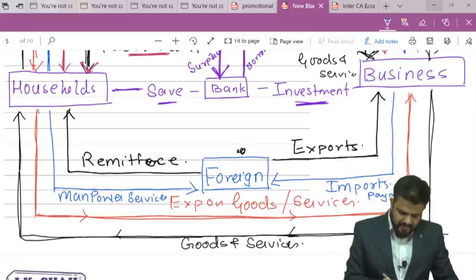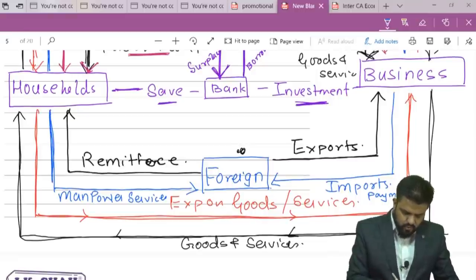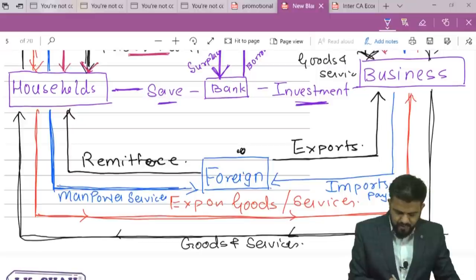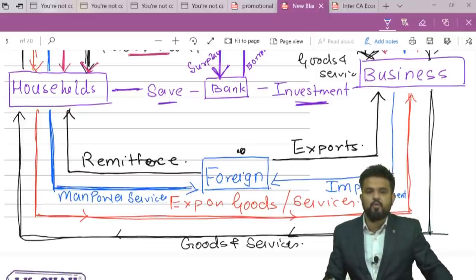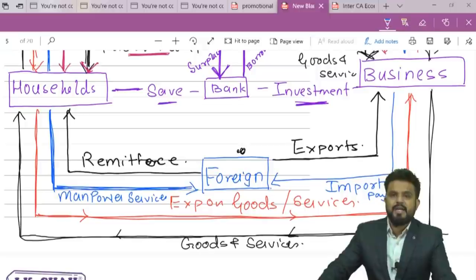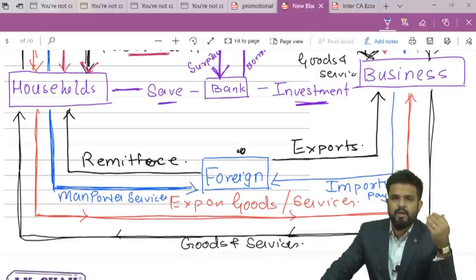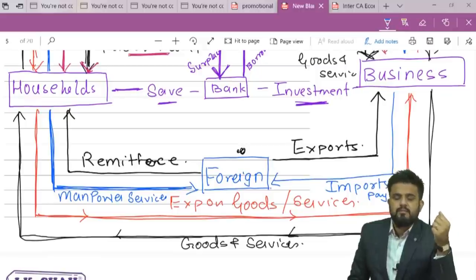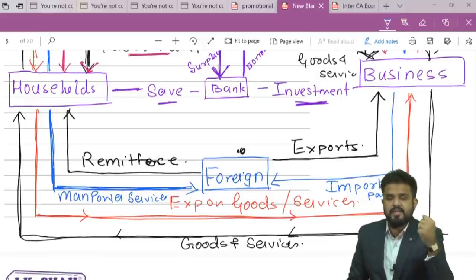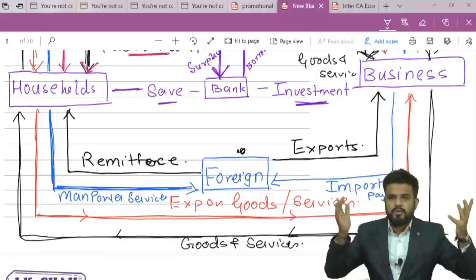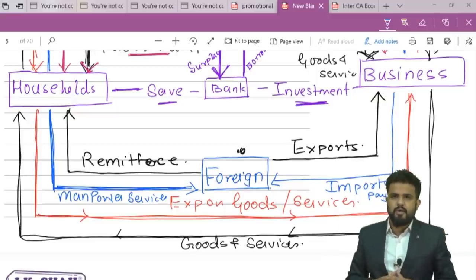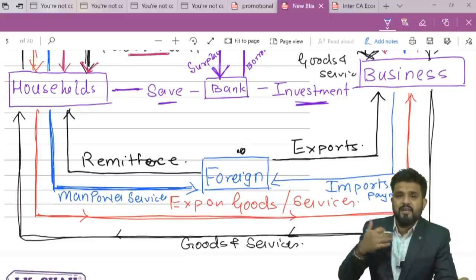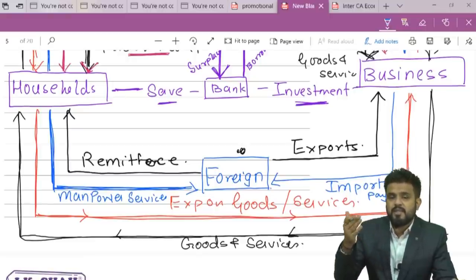Now let's talk about households. Households provide which service to the foreign country? Manpower service. There are so many people who are settled abroad. There are so many Indians working with foreign companies in foreign countries. To be very precise, brain drain has taken place. All talented youth have shifted to foreign countries because of better opportunities and better standard of living. So basically, we Indians are providing manpower services to foreign countries.